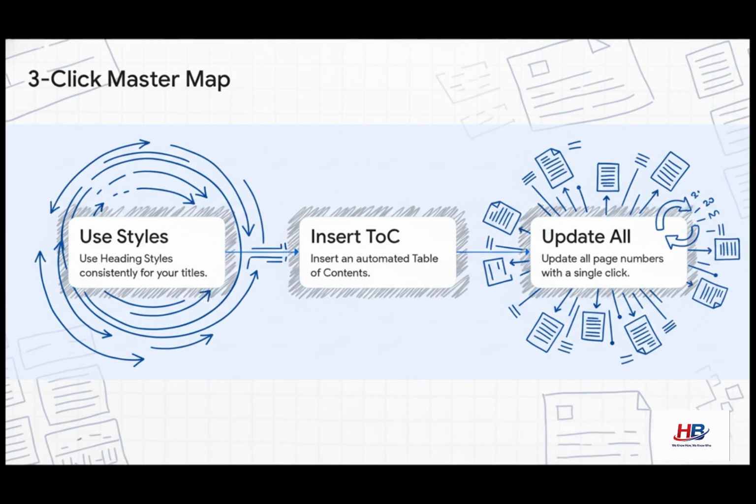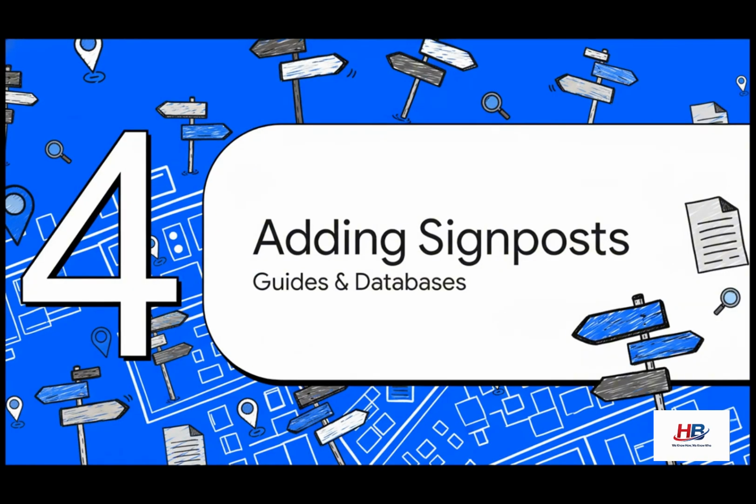And the best part? Creating one is so simple. Seriously, here's the secret. You have to use styles. Instead of just highlighting text and making it big and bold, you apply a heading 1 or heading 2 style. Once you've done that, you literally just tell your software, hey, insert a table of contents. And from that moment on, if you add 10 pages to chapter 2, you don't have to fix a single thing by hand. You just hit update, one click, and the entire directory fixes itself. It's basically magic.